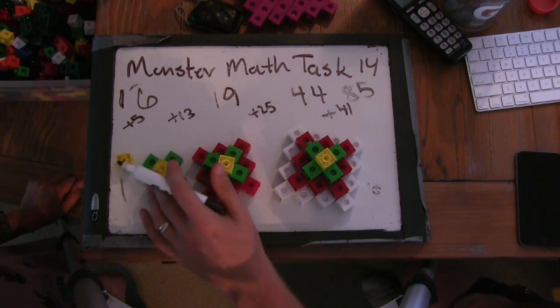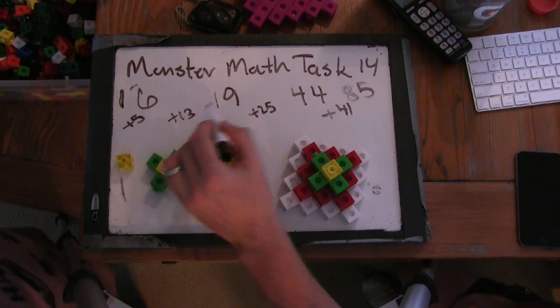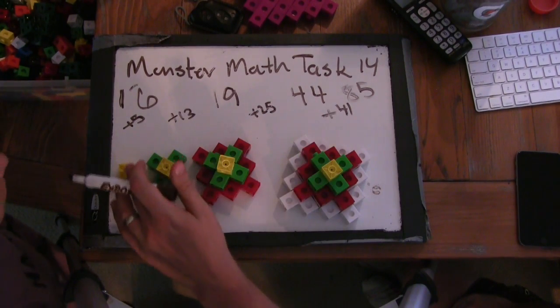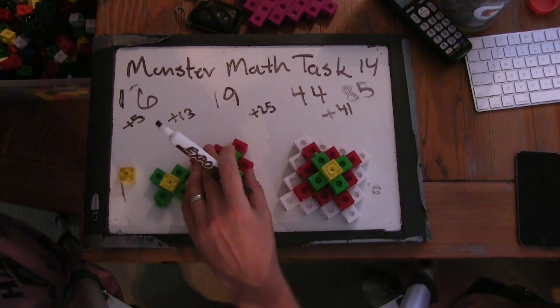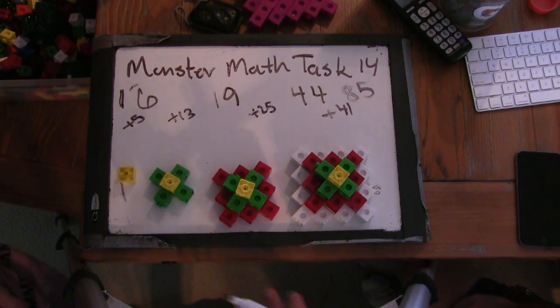So we could have seen that we were going to go up 41 there. And so now we have plus 5, plus 13, plus 25, plus 41. Does that help you at all? Or is that still a little bit of a mystery?